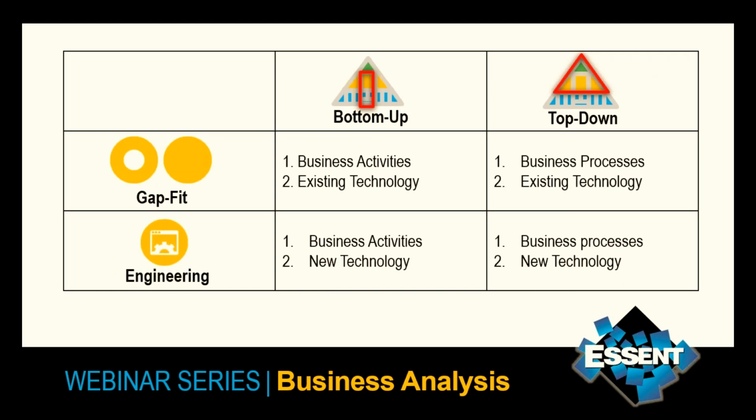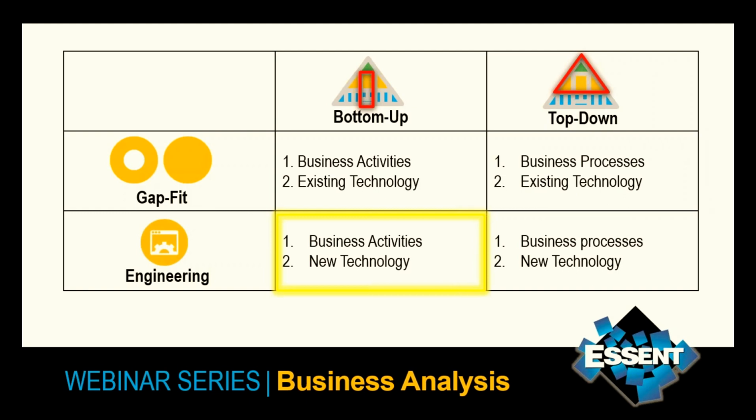So if we take a closer look at how the analysis types work together, you can look at business activities and existing technology with a bottom-up gap fit analysis. Like if you wanted to automate quoting, again, you could use that bottom-up gap fit to find a software system that does it. Or you could look at the processes and existing technology with a top-down gap fit analysis, like if you wanted to optimize your sales process, so you'd use that top-down gap fit to find, again, a system that does that.